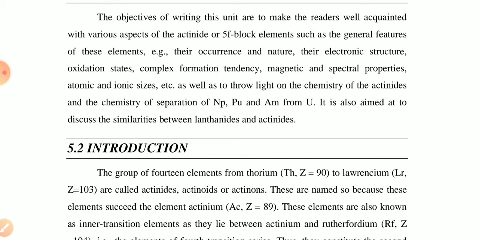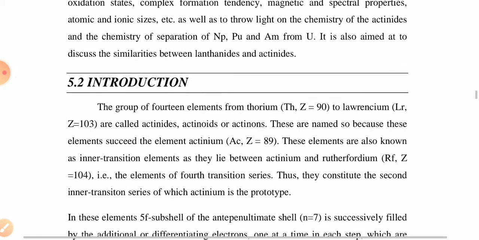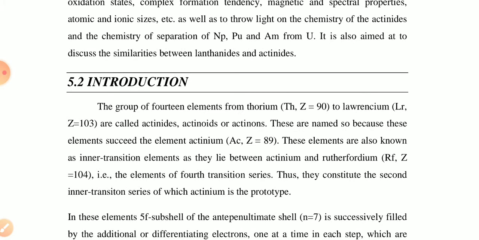Today's topic is about the actinides. The actinides are 5f block elements. There are 14 elements present in the actinides, from thorium having atomic number 90 to lawrencium having atomic number 103. These elements are also known as actinides, actinoids and actinones.